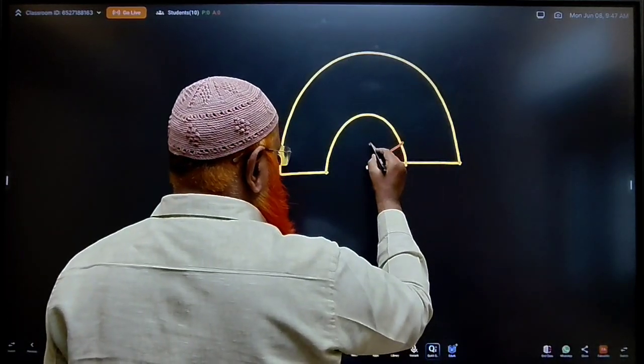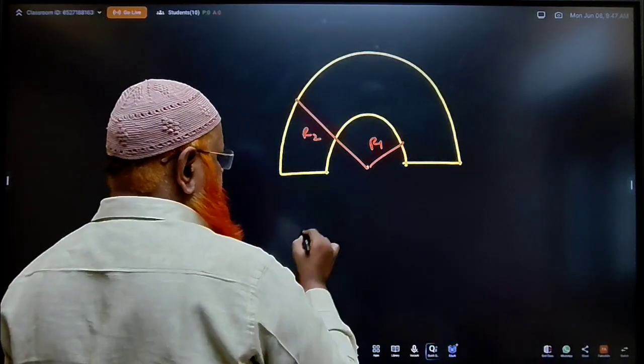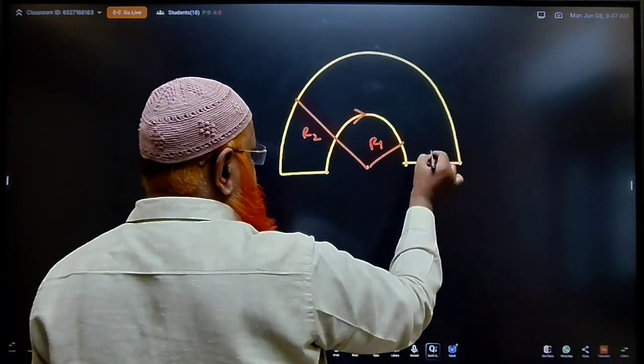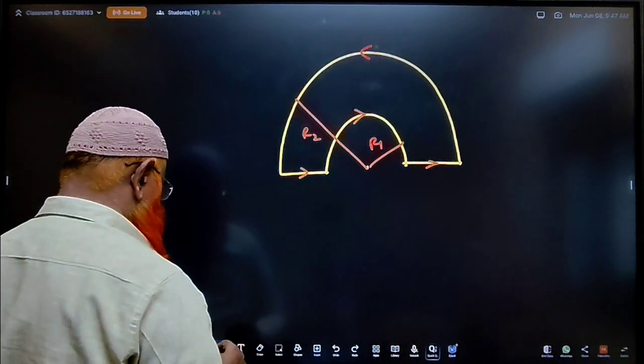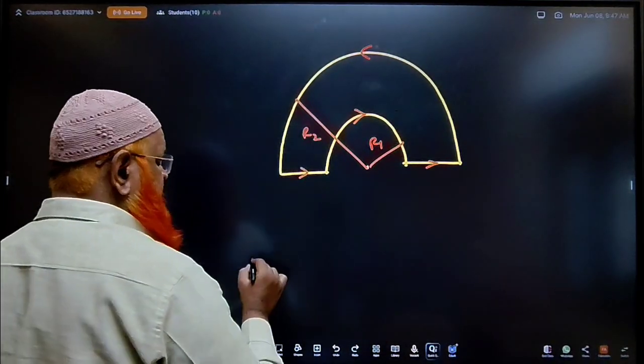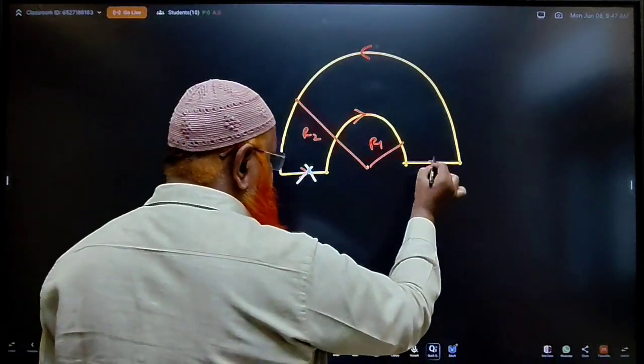See, this is R1. This is R2 radius. Current is passing like this and returning in the opposite direction. Okay, one thing is clear: for exactly opposite, no magnetic induction.